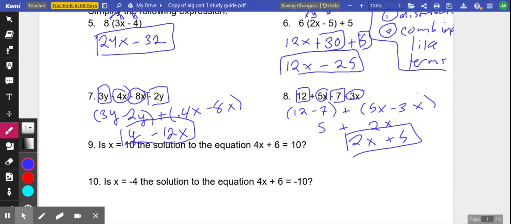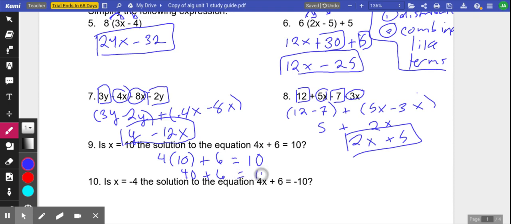All right, so for 9 and 10, we're just checking if a value is a solution to the equation. So the way we're going to do that is by substituting it into the equation. So is x equals 10 the solution to the equation 4x plus 6 equals 10? Well, let's find out. So we're just going to take our equation and substitute in 10 for x. So 4x plus 6 equals 10. So we need to figure out if this is true. So 4 times 10 is 40, plus 6 equals 10.